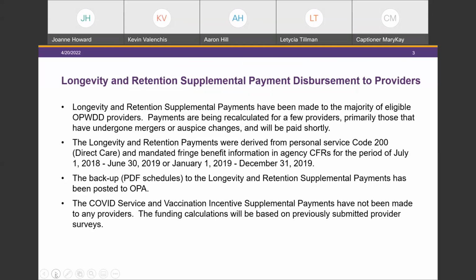And then for the final question: where should agencies be submitting questions related to the calculation of workforce stabilization payments? OPWDD will be establishing a new mailbox for payment calculation questions. We'll be sending a link to that mailbox to providers in a few days, and we also expect to post it on the web.